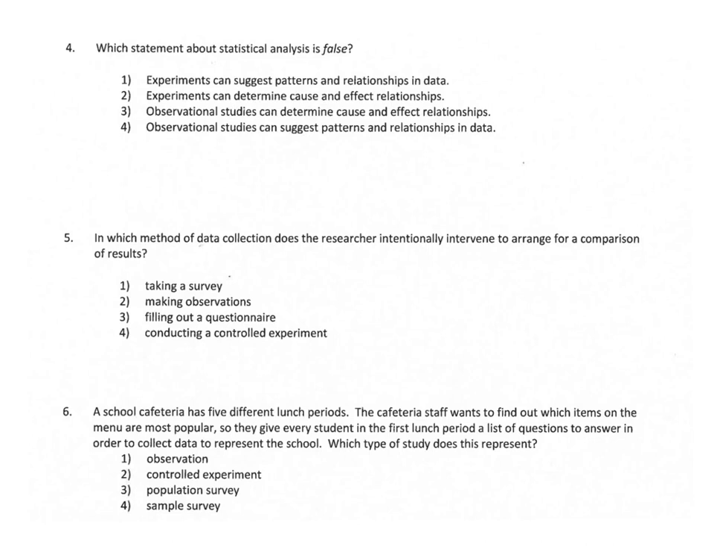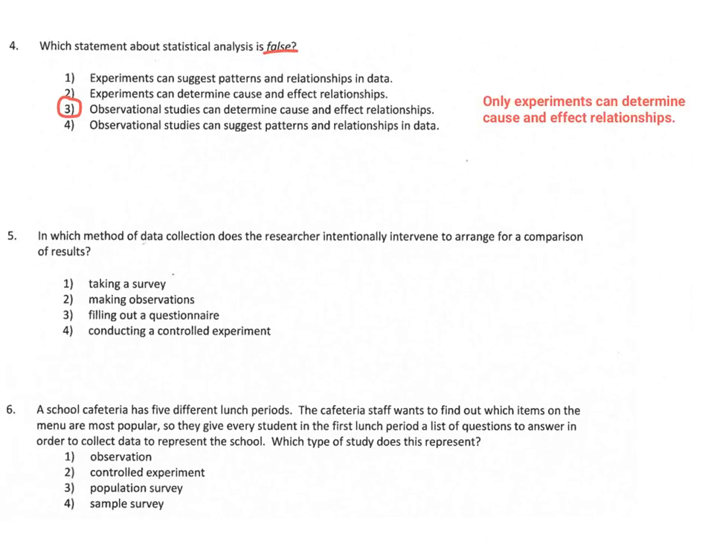All right, so the answer to number 4 is choice 3, right? We wanted to determine which of these is false. Choice 3 says observational studies can determine cause and effect relationships. This is not the case. We know that only experiments can determine cause and effect relationships. Observational studies can determine patterns in relationships, but they can't say that it was because of this one factor that it caused something else to happen. Experiments do that because you're keeping all the factors the same other than the one factor you're testing for. So choice 3 is the answer there.